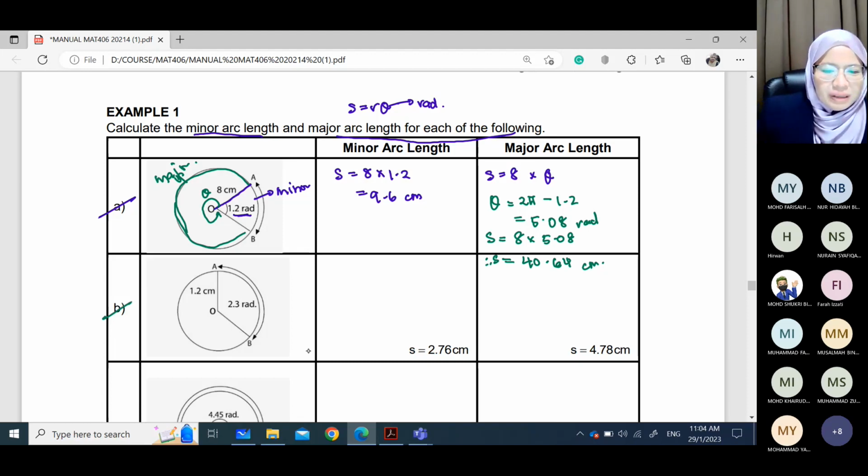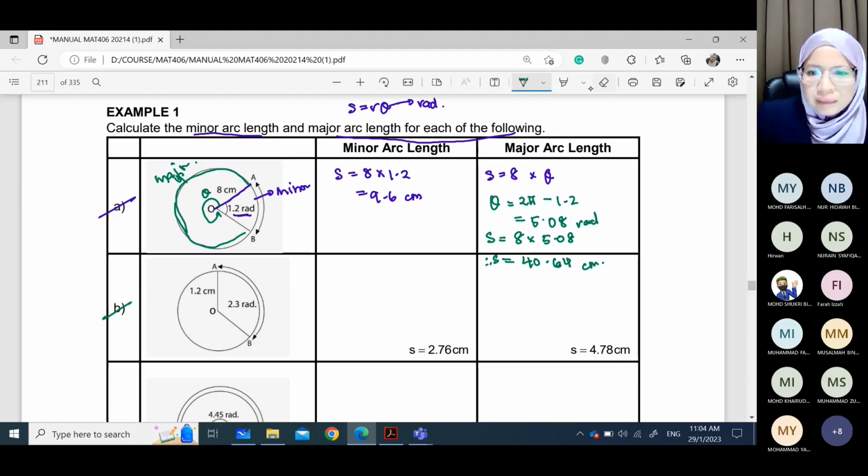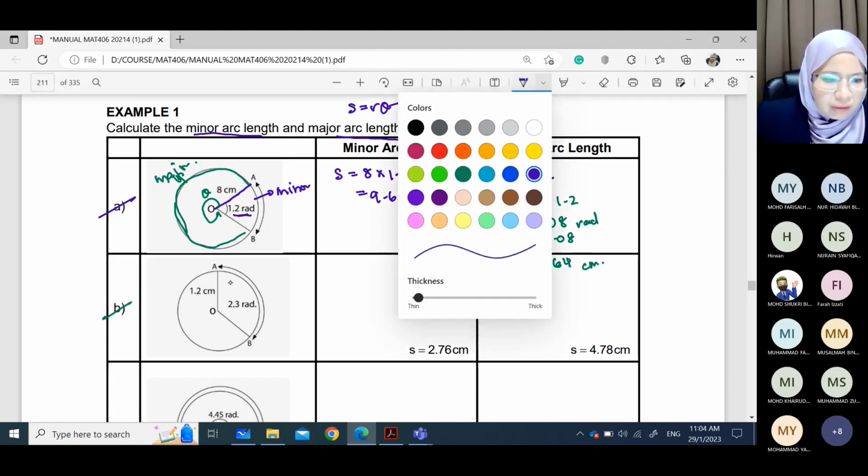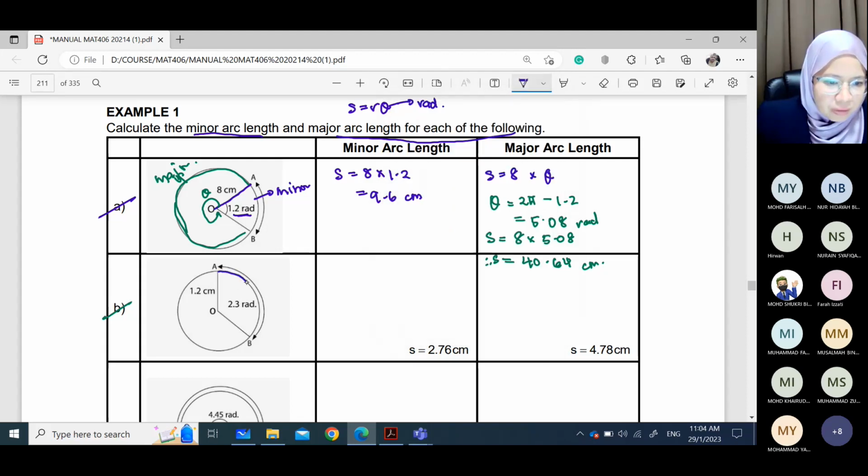Alright, so kita tengok yang B. So minor arc length. Minor arc length adalah yang colour biru ni, yang ini, daripada A ke B. Okay, so radian dia adalah 1.2. Radius tu jari, radius adalah 1.2 cm. So ini 1.2 cm, so ini of course lah 1.2 cm juga.